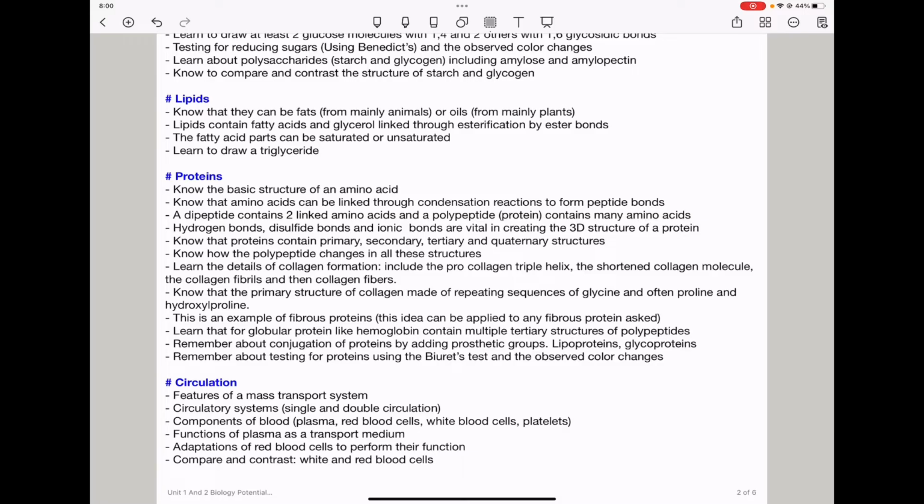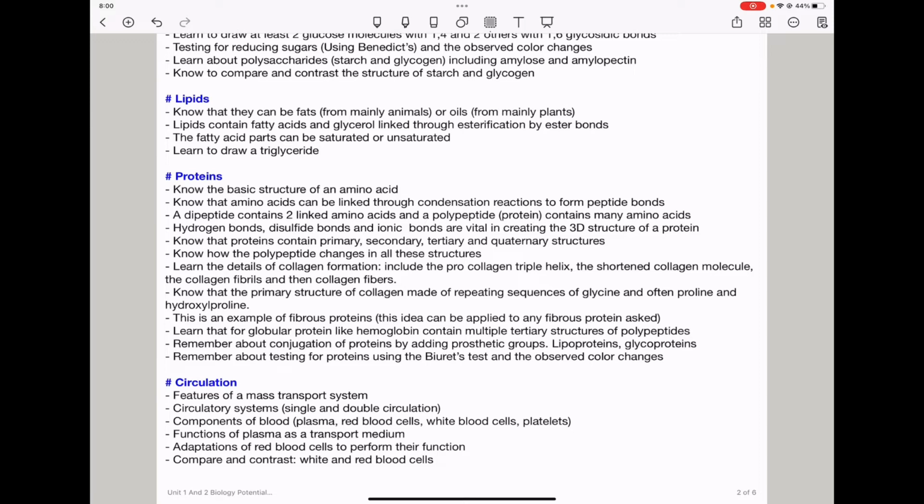And we need to know the functions of plasma as a transport medium. We need to know the adaptations of red blood cells to perform their function. Examples like why don't they have a nucleus? Why do they have a specific shape? You need to know the reasons for that. You need to compare and contrast white blood cells as well as red blood cells in terms of their structure and function.